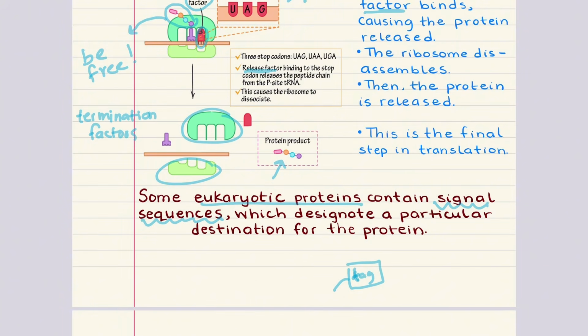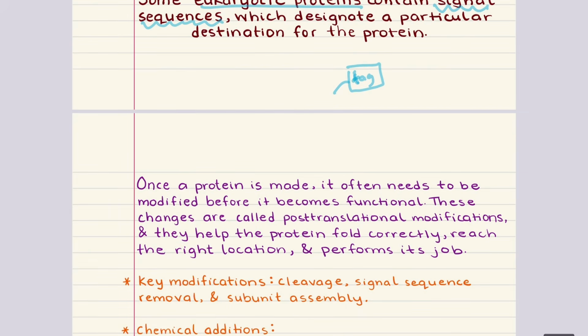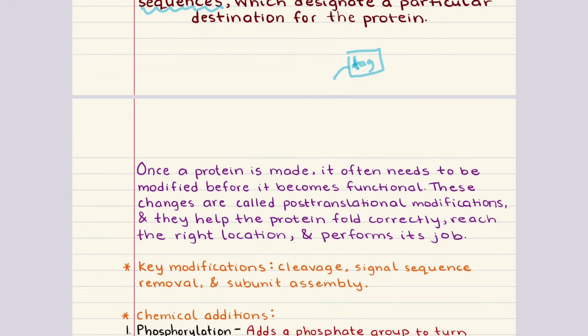Once a protein is made, though, the job isn't quite finished yet. Most proteins actually need to be modified before they can become fully functional. These changes are called post-translational modifications, and they are essential for helping the protein fold correctly, reach the right cellular location, and perform its biological function.